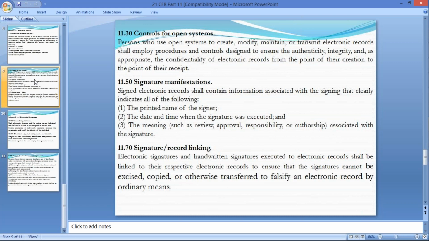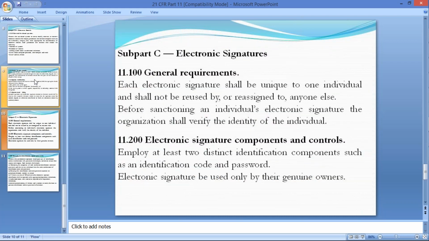Signature record linking: the signature will be linked to the respective record to ensure the signature cannot be copied, excised, or transferred to falsify an electronic record. The general components, if you see, are password and ID. Each electronic signature shall be unique to one person and shall not be reused by or reassigned to anyone else. Before sanctioning the individual's electronic signature, the company will verify the identity of the individual.